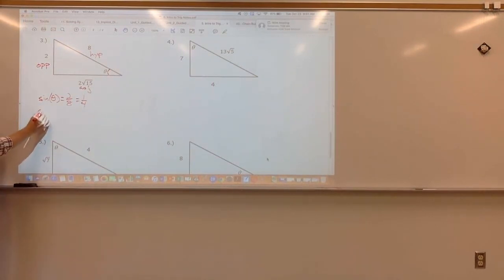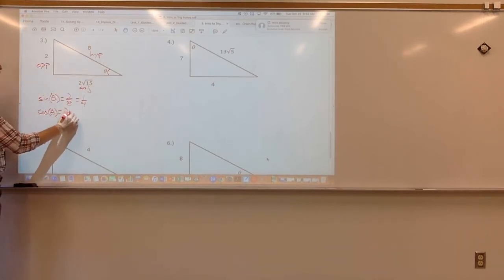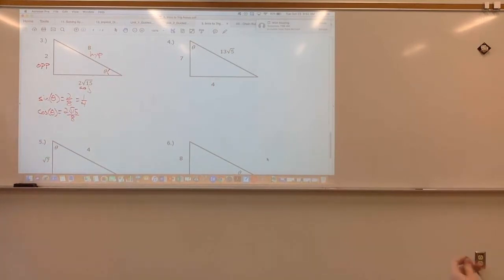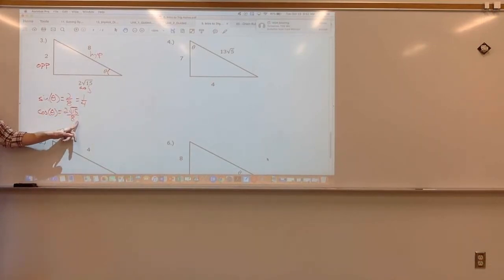Then cosine. So cosine of theta is adjacent over hypotenuse. So adjacent over hypotenuse, I'm just going to write exactly how I see it, 2 radical 15 over 8. I don't have a square root in the denominator, so we're good there. Right? I only have to worry about rationalizing if the square root is in the denominator. Okay? It's not, so we don't have to mess with that.